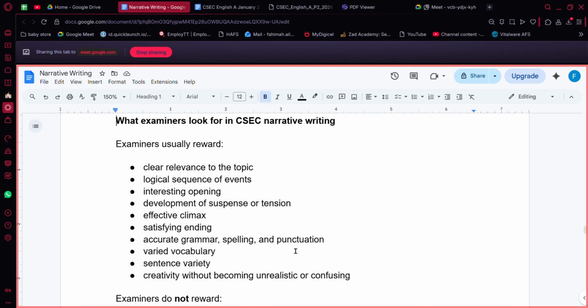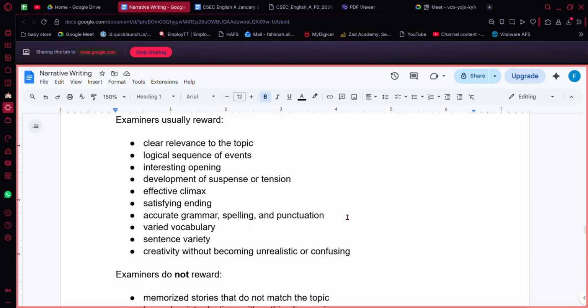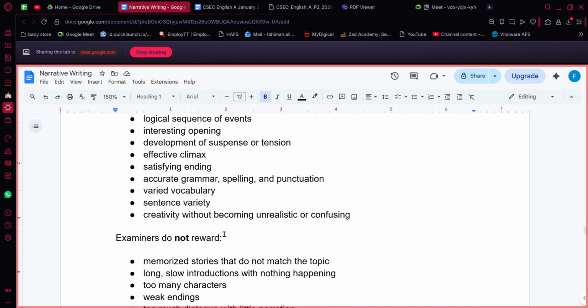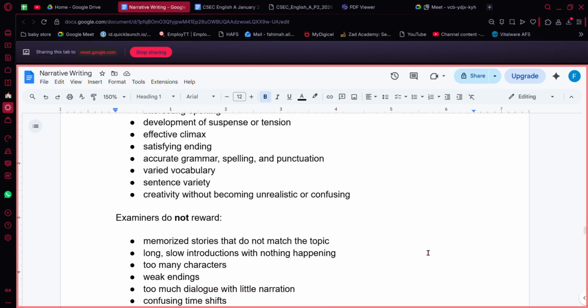If somebody is angry, don't just say he said, where are the keys to my car? No, use different words to describe his anger, to show that he is angry. Say he bellowed, "Where are my keys?" Right? To show it. Don't ever say the word said in a story. Sentence variety, right? Creativity without becoming unrealistic or confusing, right? Things they do not want. They do not want memorized stories that do not match the topic.